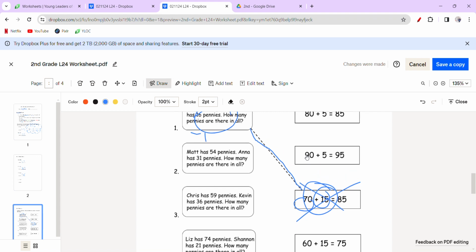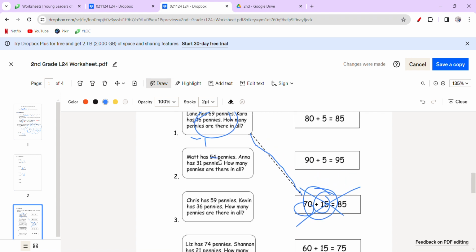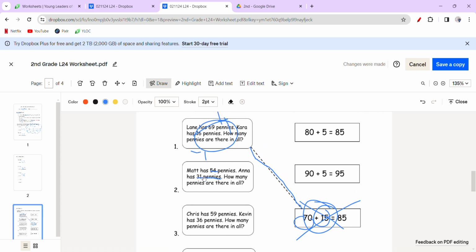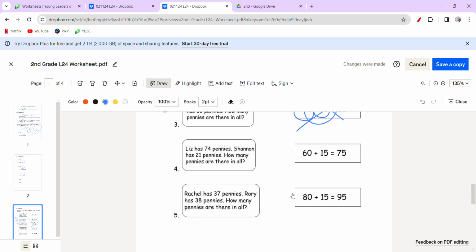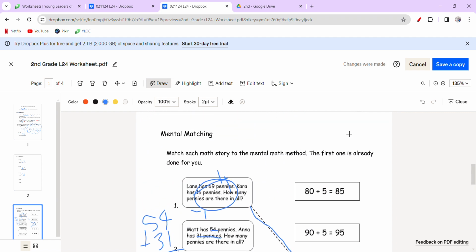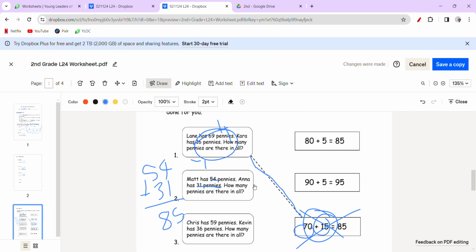So Matt has 54 pennies and Anna has 31 pennies. How many pennies are there in all? Okay, so we can solve this by adding 54 plus 31. 4 plus 1 is 5. 5 plus 3 is 8. So your final answer is 85, but there is no answer that has 85, so this will go into here.